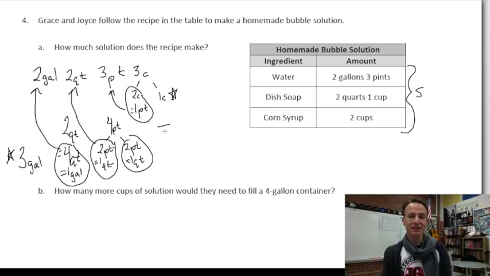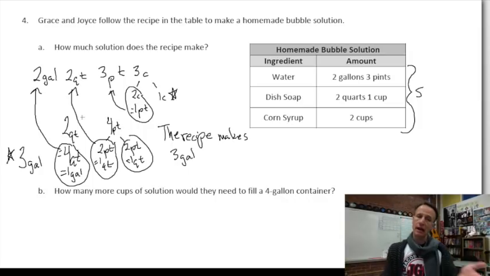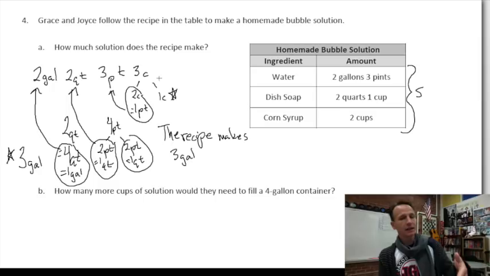So the recipe makes 3 gallons. And just to be careful about this, look, we had 4 quarts, but we put those into a gallon. So we're not writing any quarts. We had 4 pints, and we put those into 2 quarts. So we don't have any pints anymore. We put them into quarts, which we put into a gallon. And then we have this one little lone cup over here. So 3 gallons, 1 cup of homemade bubble solution. That's good.